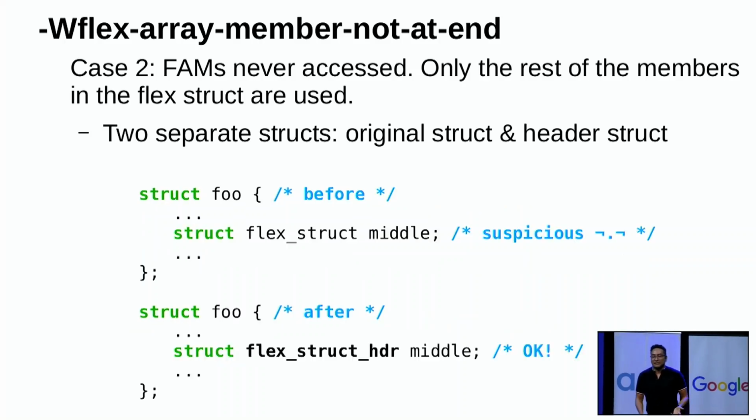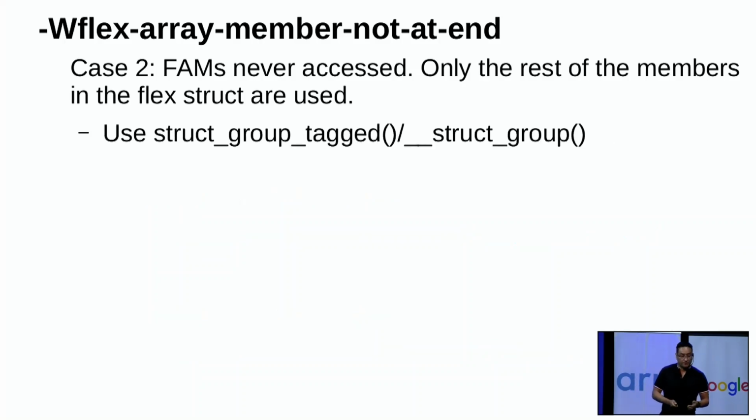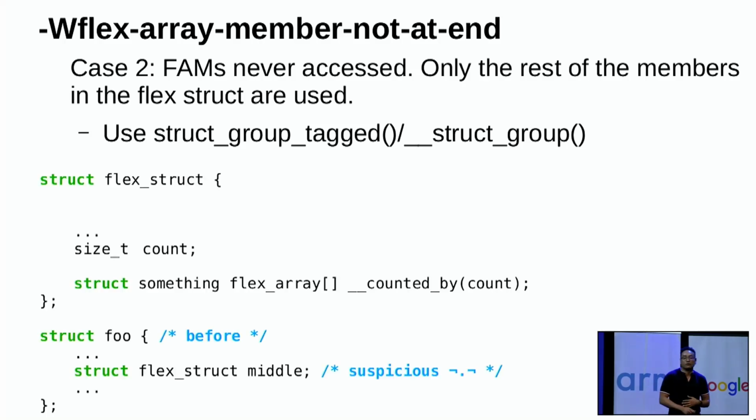However, this creates some problems because if we need to update the original structure, we will need to update the code in 2 different places. So that's twice problematic and that's error prone. So for that, we could use struct-group.